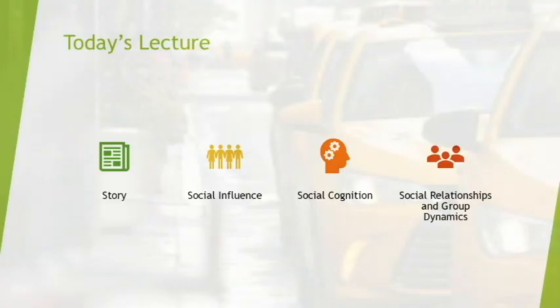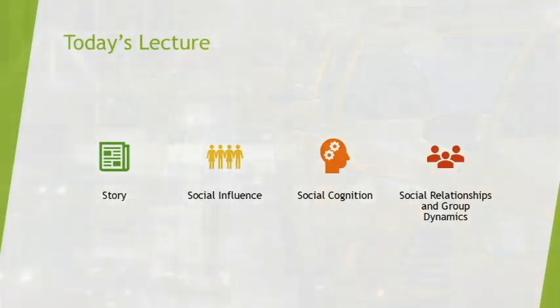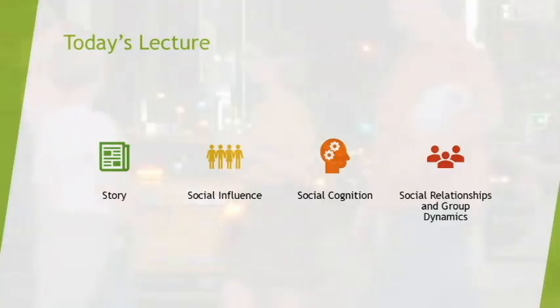We'll then dive into social cognition, and that refers to how we think about, interpret, and understand social interactions. This includes processes like perception, memory, and judgment in social contexts. We'll look at how biases and heuristics influence our understanding of the world and lead to cognitive shortcuts that can sometimes result in stereotyping or errors in judgment.